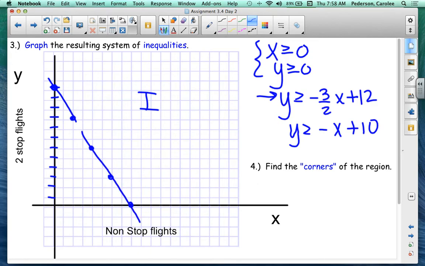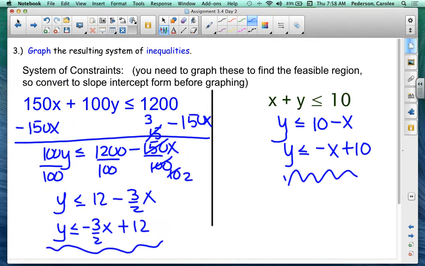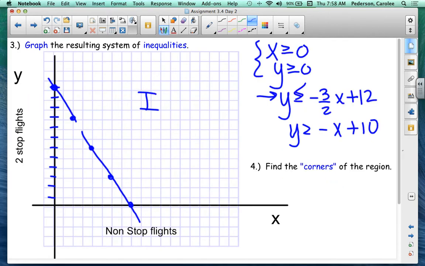We read this inequality. It should be less than or equal to. So what we're going to do is shade below in here. I'm just going to remember that for now because it's going to get a little bit messier.